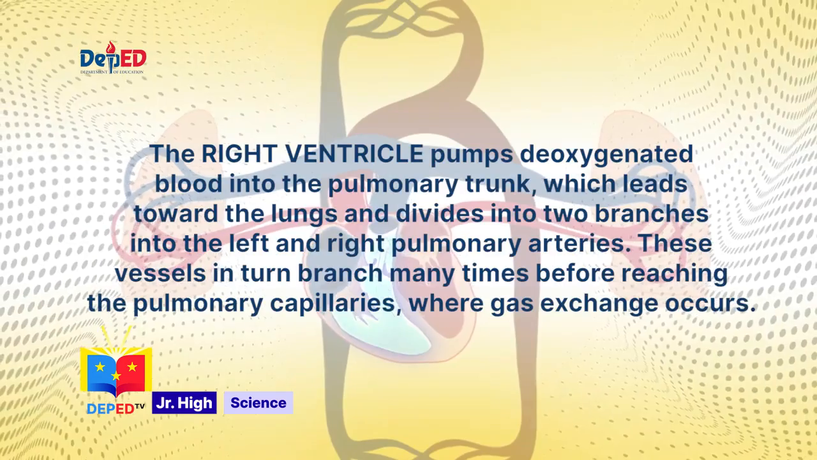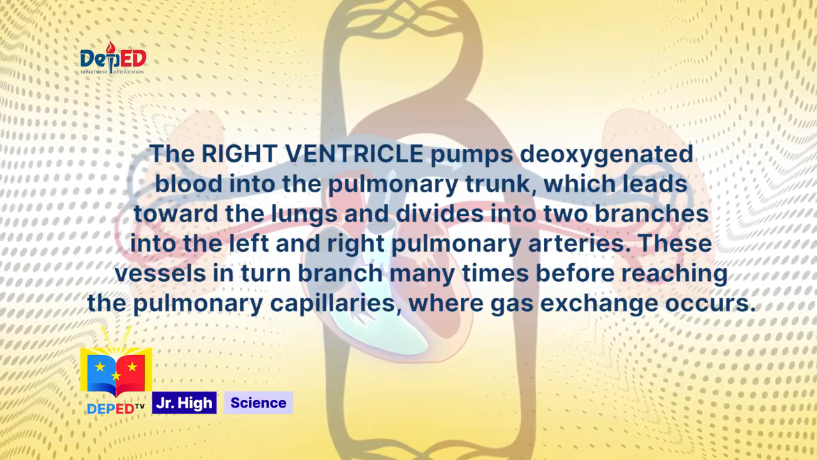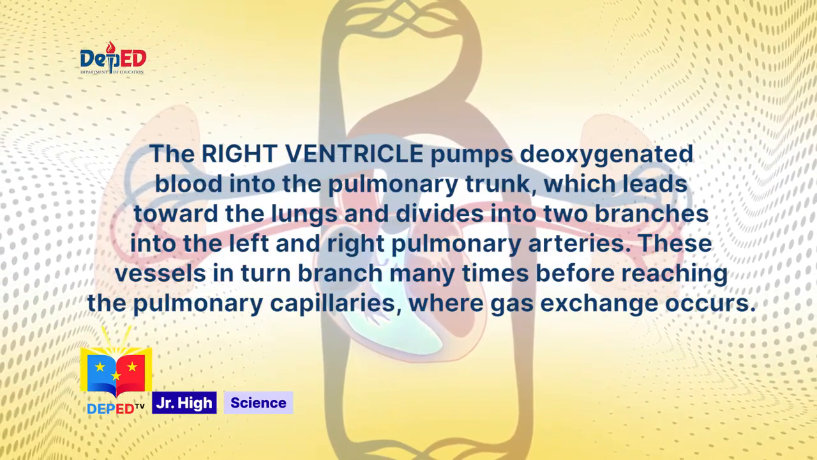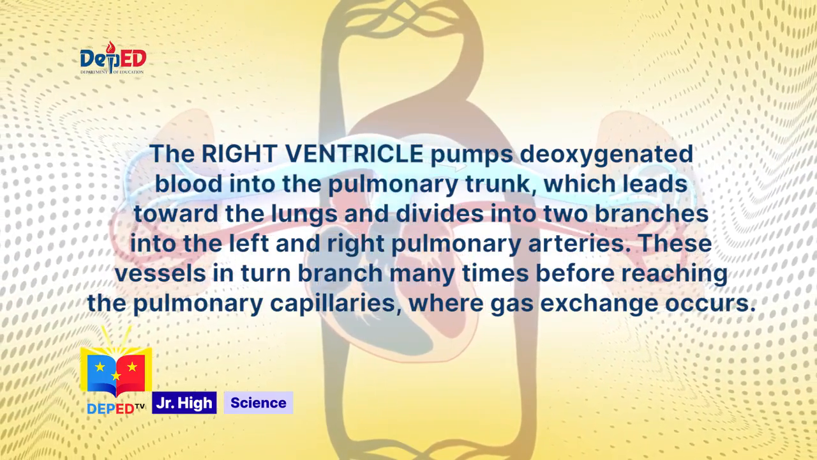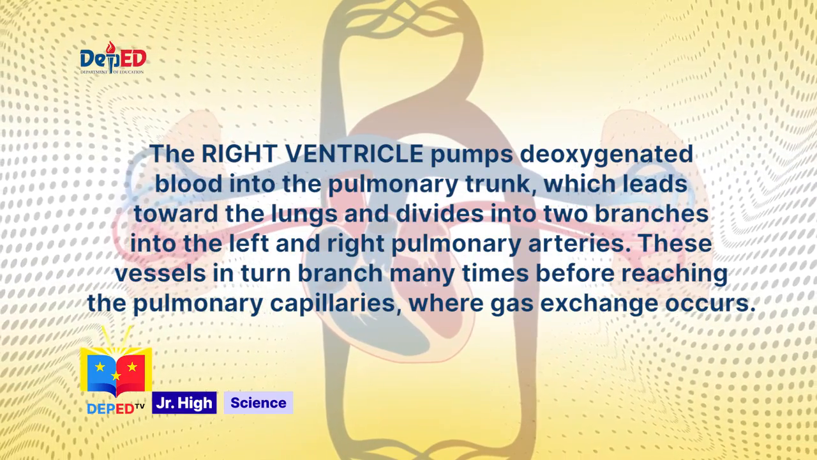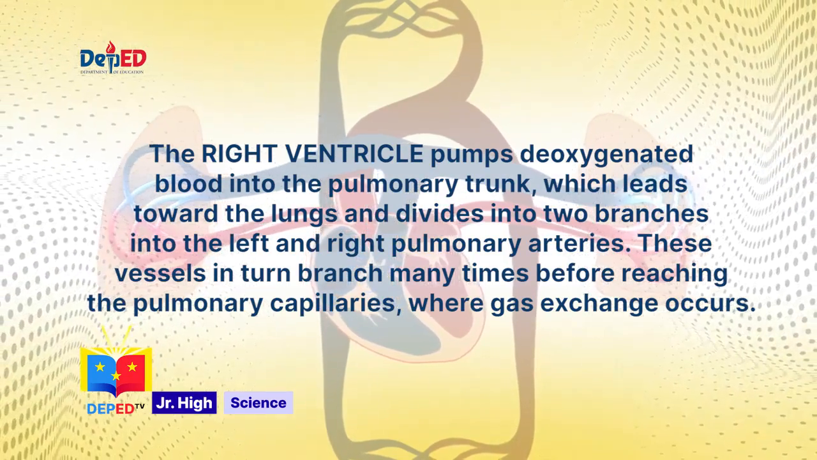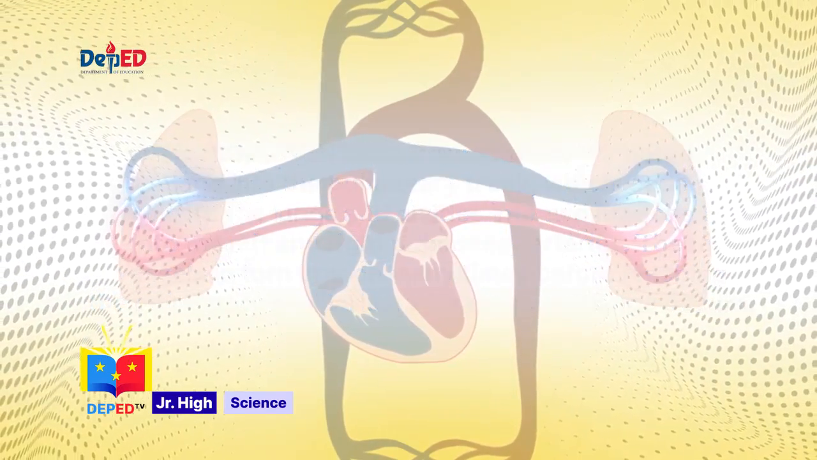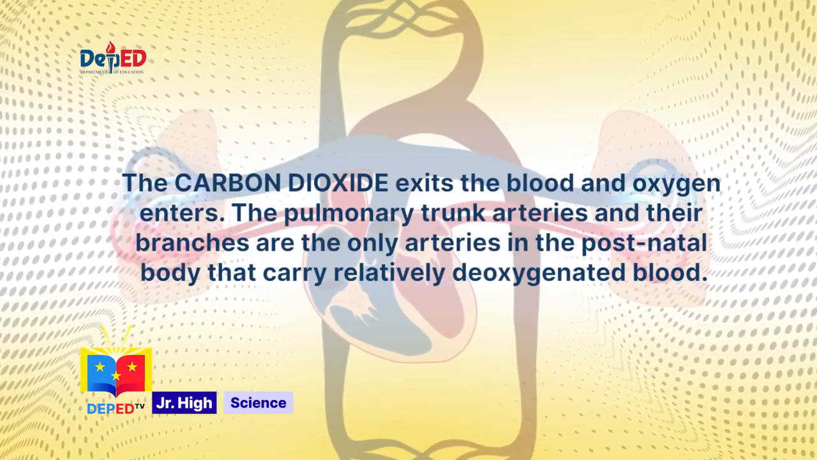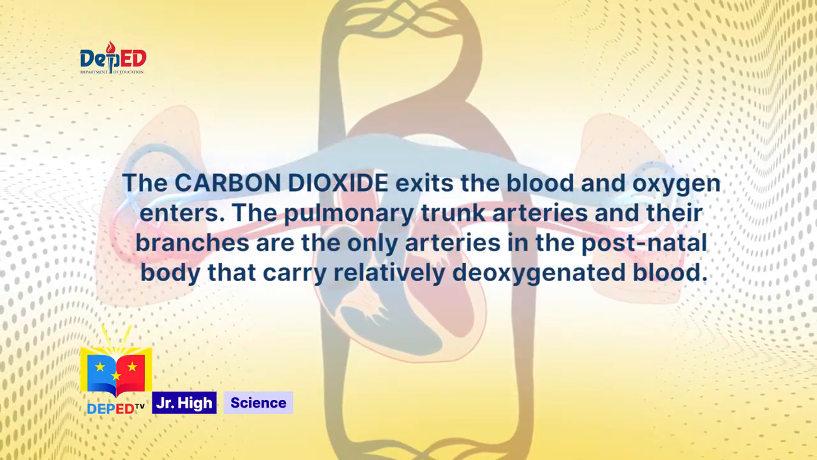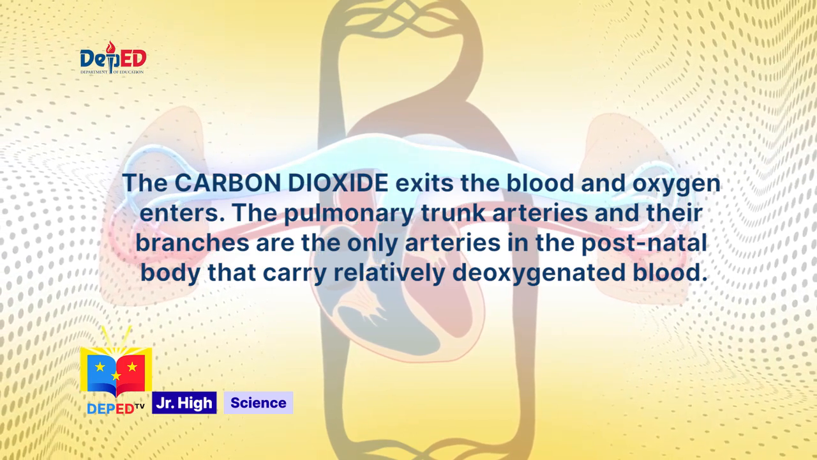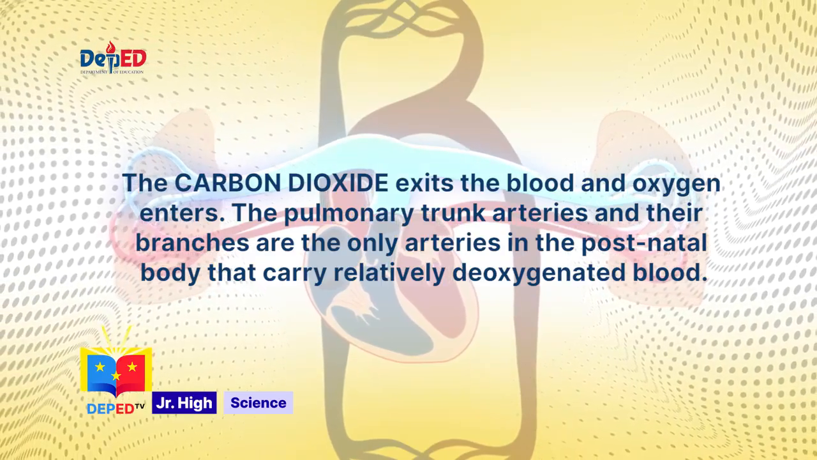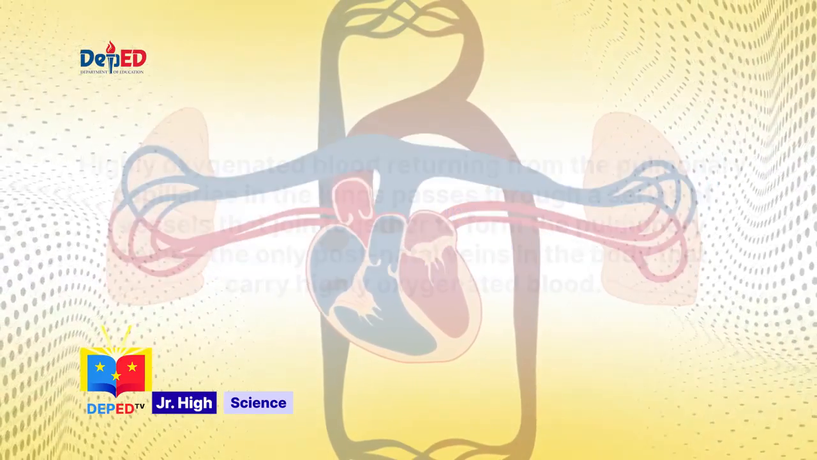The right ventricle pumps the deoxygenated blood into the pulmonary trunk, which leads toward the lungs and divides into 2 branches, the left and right pulmonary arteries. These vessels in turn branch many times before reaching the pulmonary capillaries, where gas exchange occurs. The carbon dioxide exits the blood and oxygen enters. The pulmonary trunk, arteries and their branches are the only arteries in the postnatal body that carry relatively deoxygenated blood.